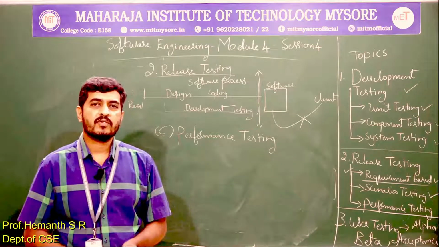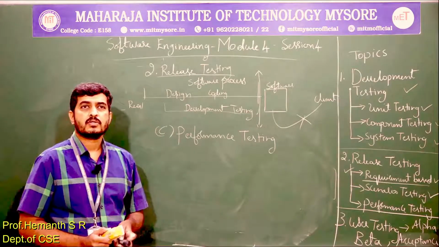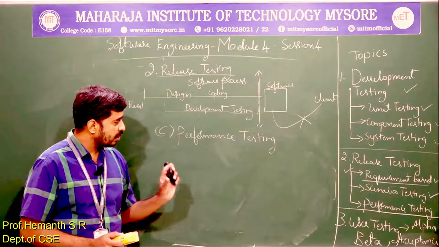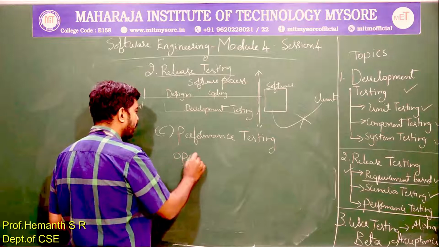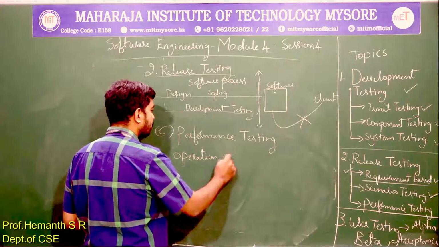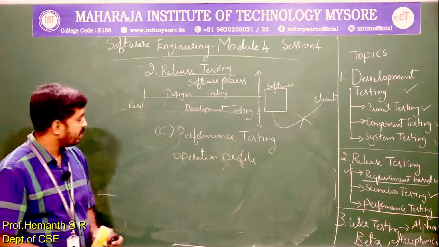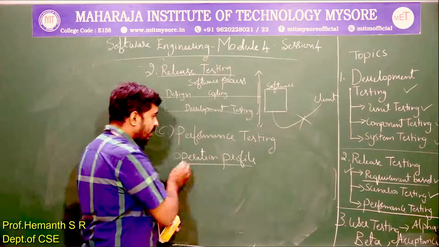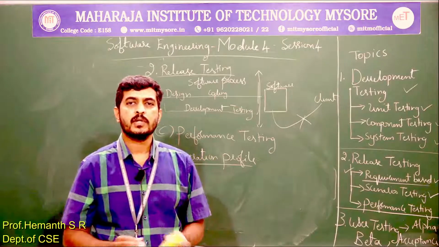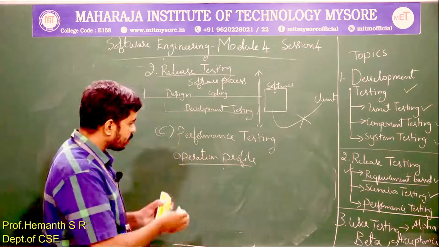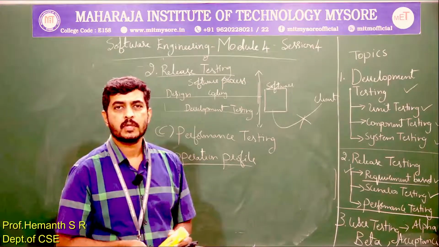Now how is performance testing done? For performance testing, what the tester will do here is build what is called an operation profile. Now what is an operation profile? What is its importance? What is its significance? So already we had discussed, see, everything cannot be tested in a software. You cannot give all possible inputs. You cannot come up with all possible scenarios and check whether the software is working correctly. It is not possible.